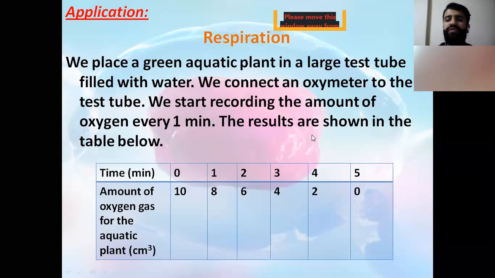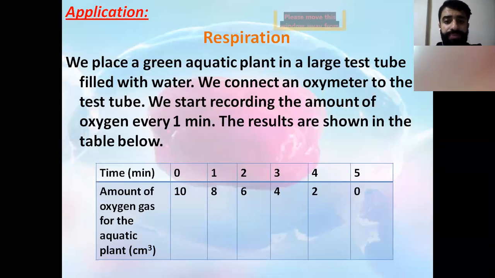Oximeter, what is the function of the oximeter? The oximeter is used to measure the amount of oxygen gas in the tube. That's why it has the name oximeter. We start recording the amount of oxygen every 1 minute, and the results are shown in the table below.